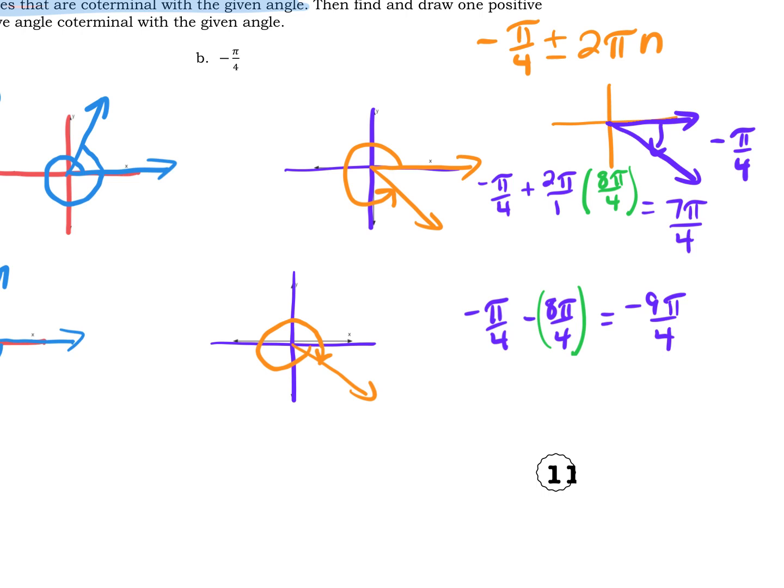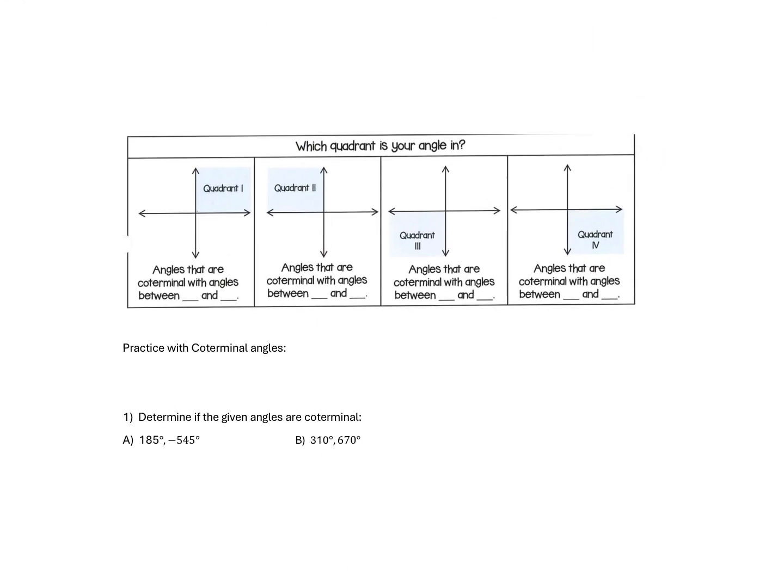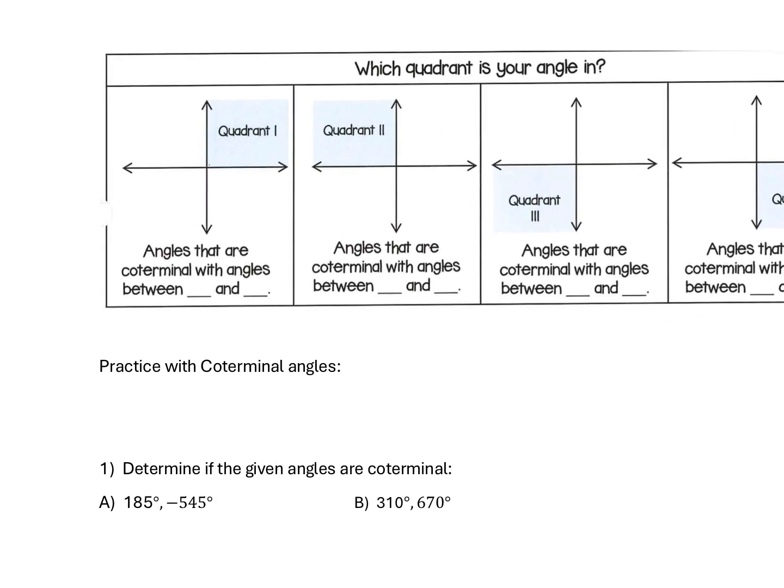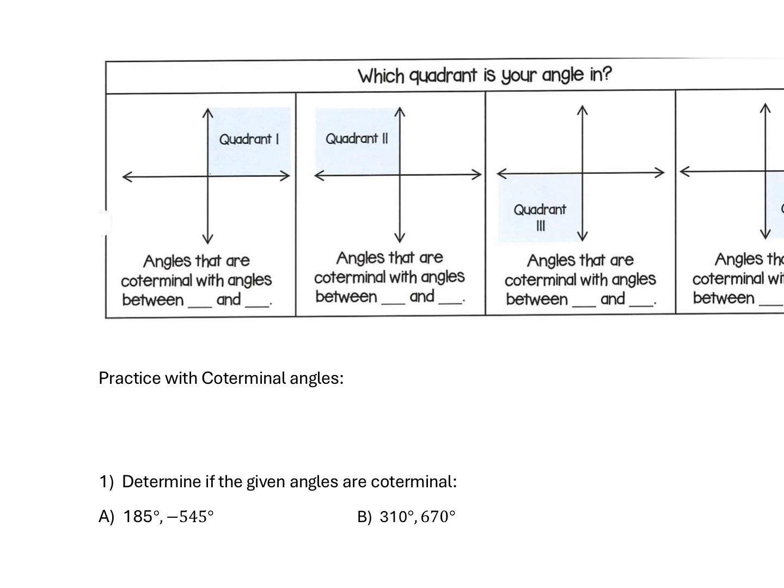All right, other questions or comments there? We're going to do a little bit of practice with that, and then we'll move on and talk about reciprocals. Okay, before we do that though, let's refresh our memory real quick. Angles in quadrant 1 are between what angle measures? 0 degrees and 90 degrees, good.